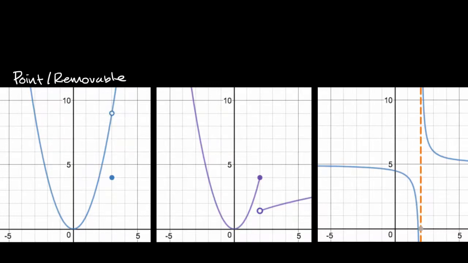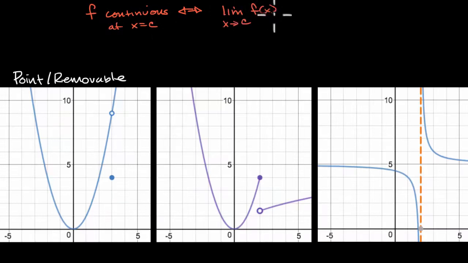Well, let's remind ourselves of our definition of continuity. We say f is continuous at x equals c if and only if the limit as x approaches c of f of x is equal to the actual value of the function when x is equal to c. So why does this one fail?